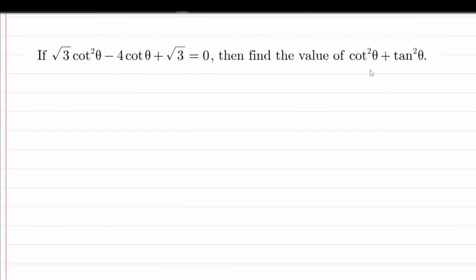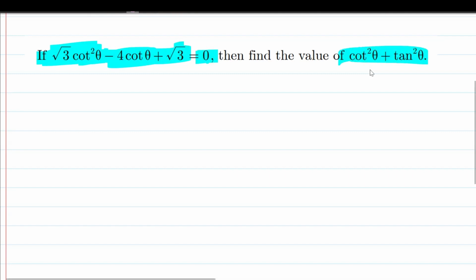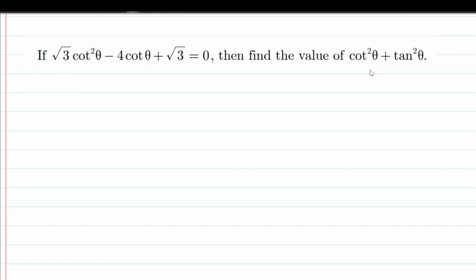In this question, from the trigonometric identity, it is given that if root 3 cot square theta minus 4 cot theta plus root 3 is equal to 0, then we have to find cot square theta plus tan square theta. Now, as you can see, clearly it is a quadratic equation. So we'll first solve this. What I can do over here is to let this cot theta be, say, x. I can take any other variable.